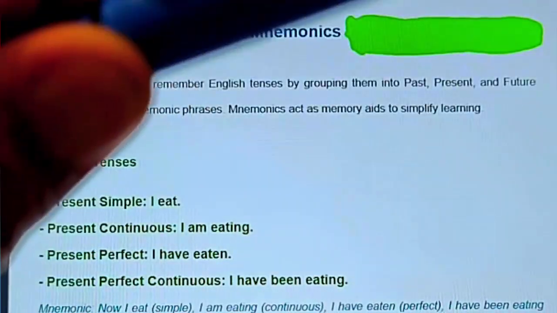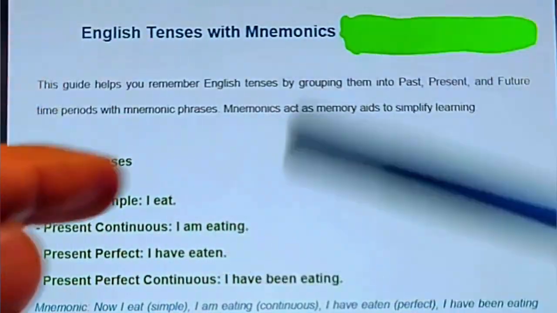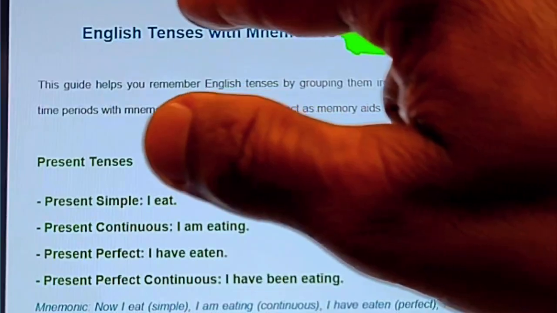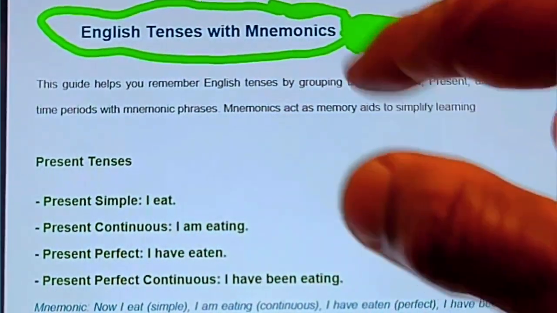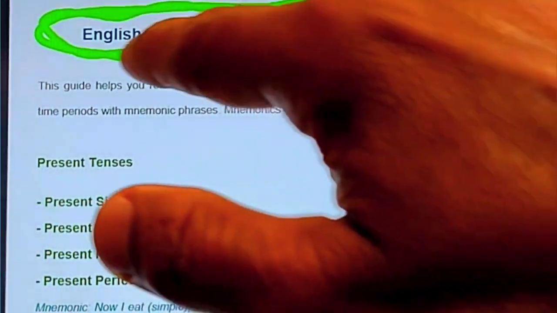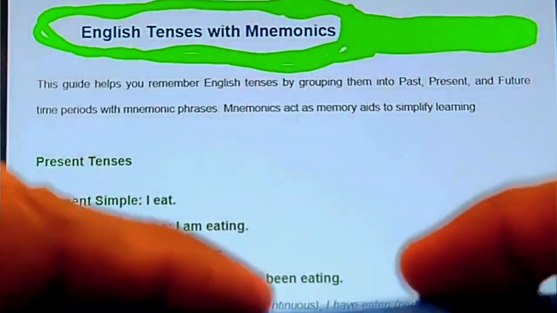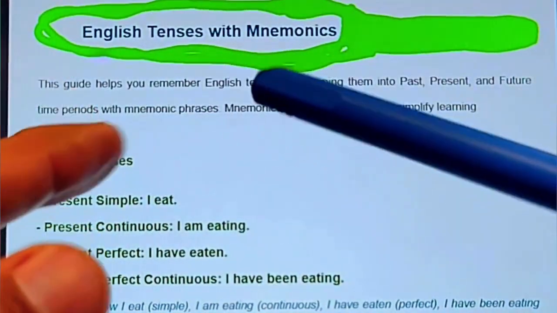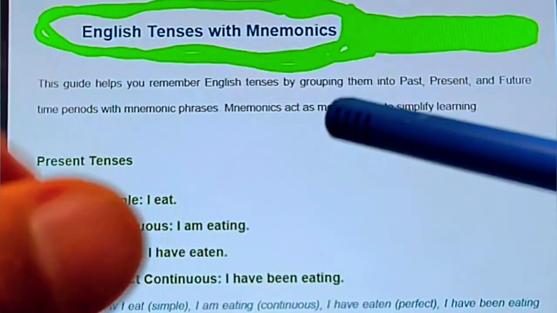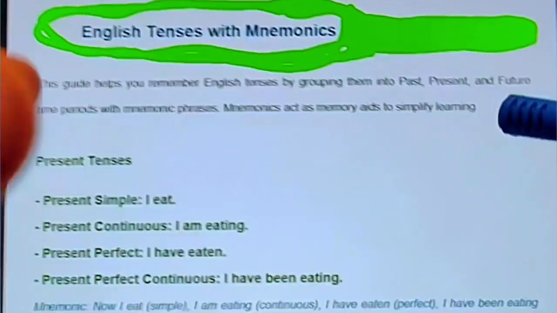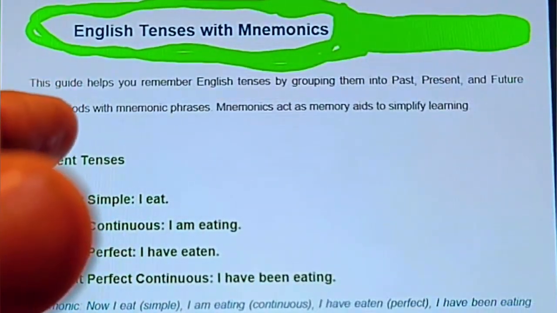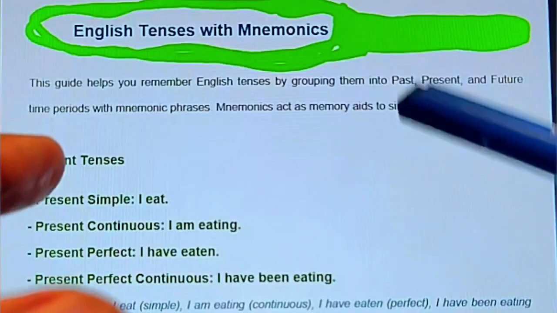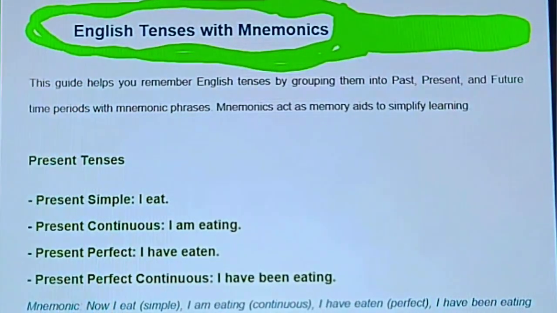So next trick we have here, English tenses with mnemonics. Here is a very easy trick to remember all the tenses. So this helps you to understand the tenses. According to this trick, this guide helps you to remember English tenses by grouping them into past, present and future time periods with mnemonic pairs. Mnemonics act as a memory aid to simplify learning.